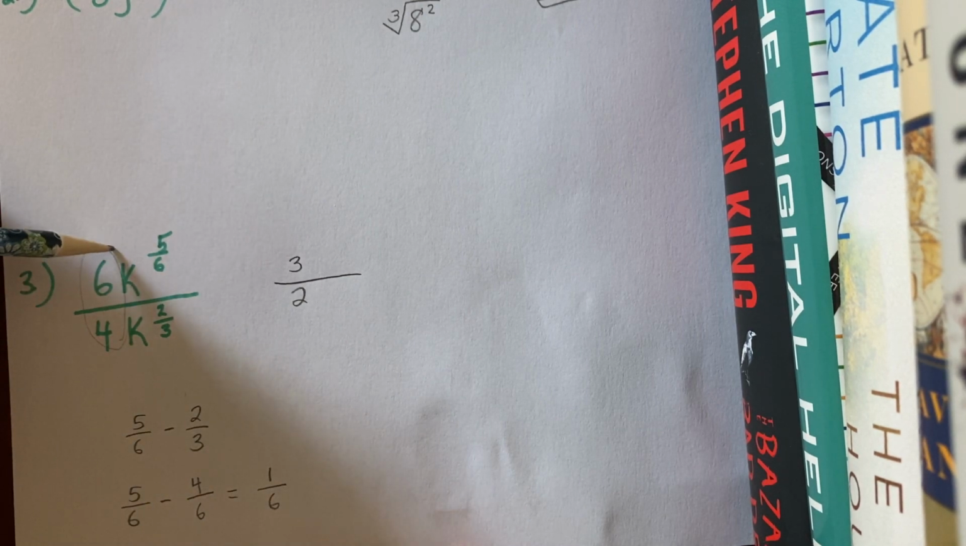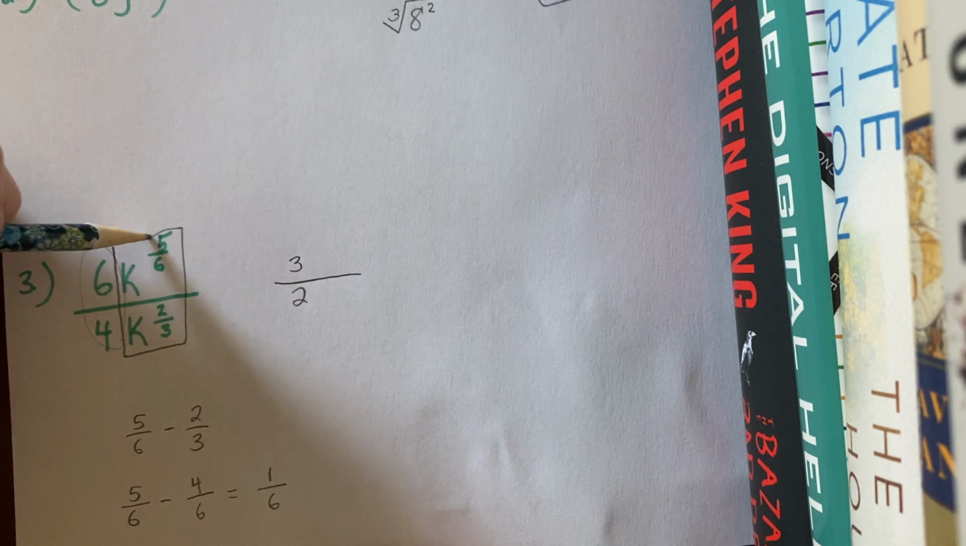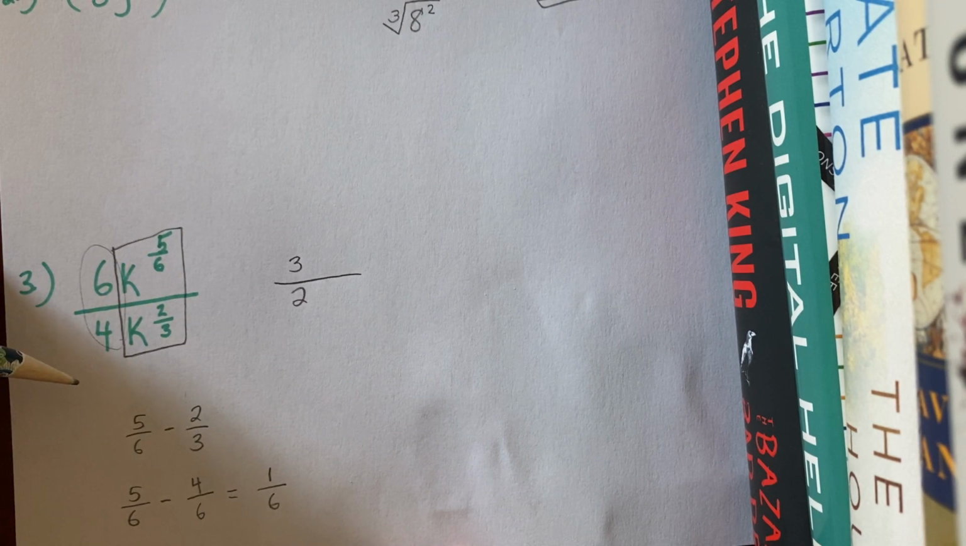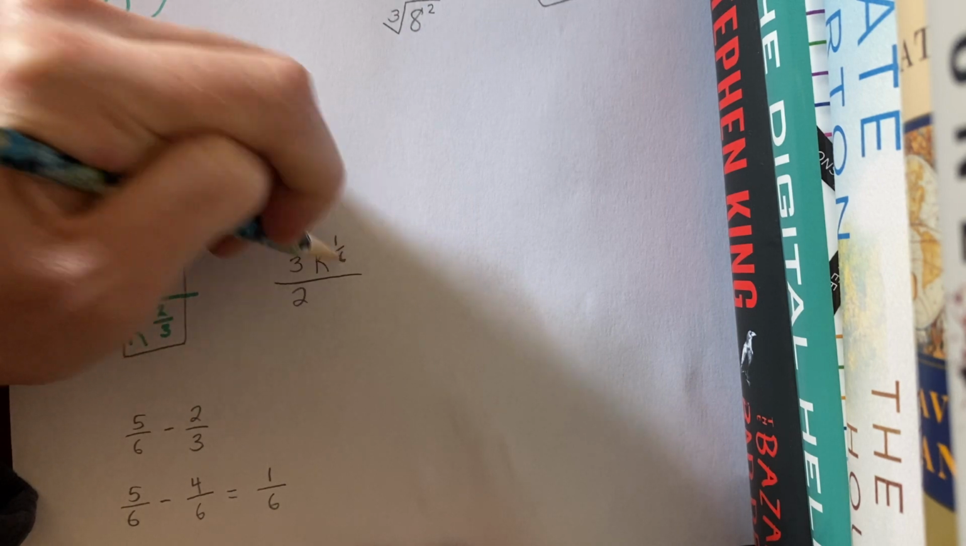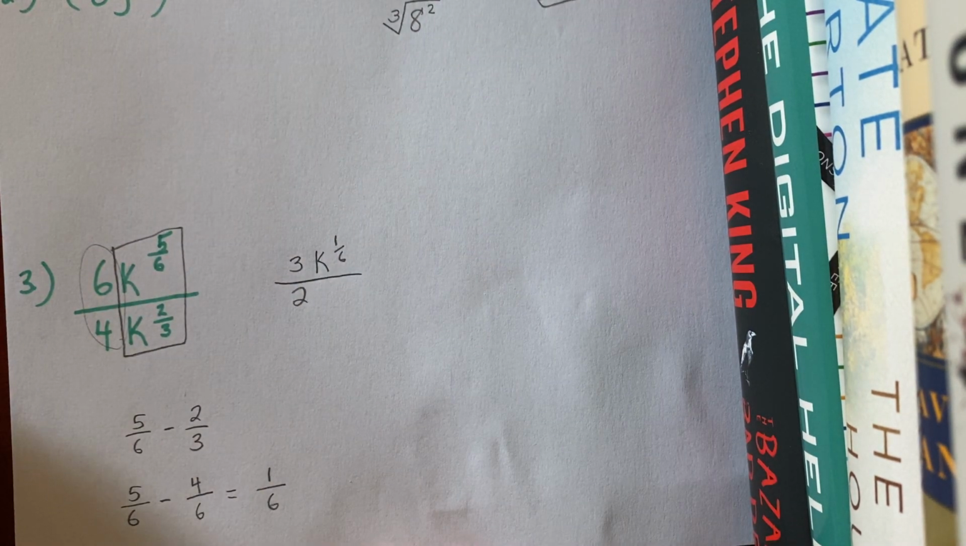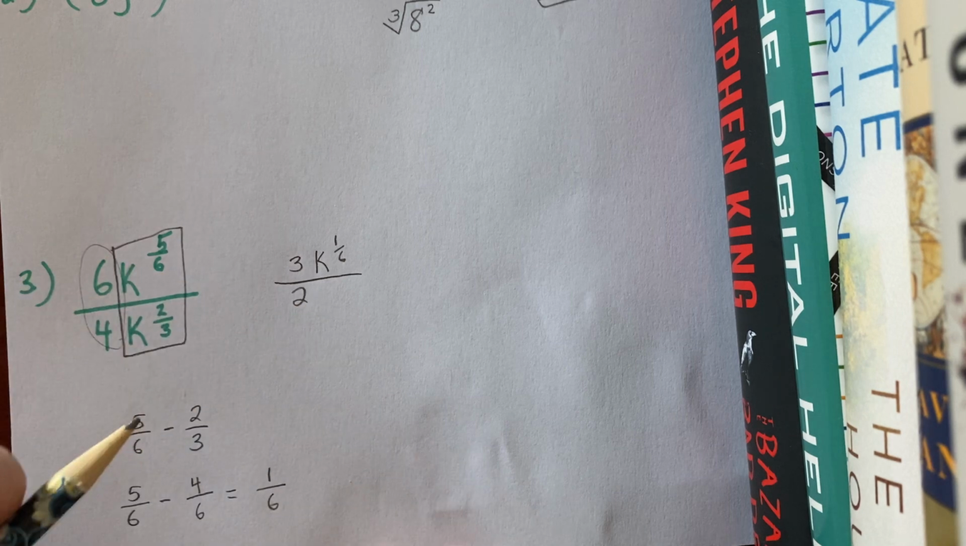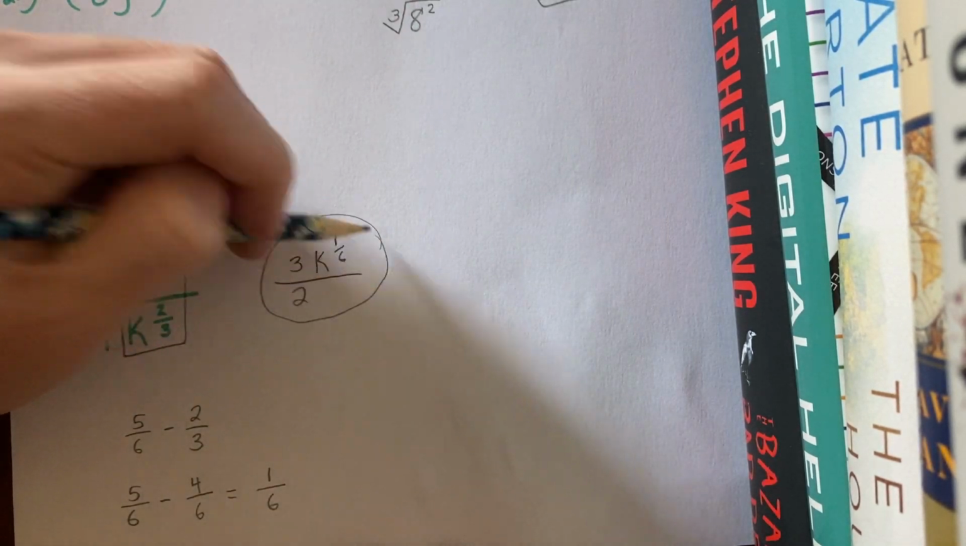So when we simplified k to the 5/6 power over k to the 2/3 power, we get k to the 1/6 power. We can leave it just like that. You might want to center the 2 underneath, but this is still the correct answer.